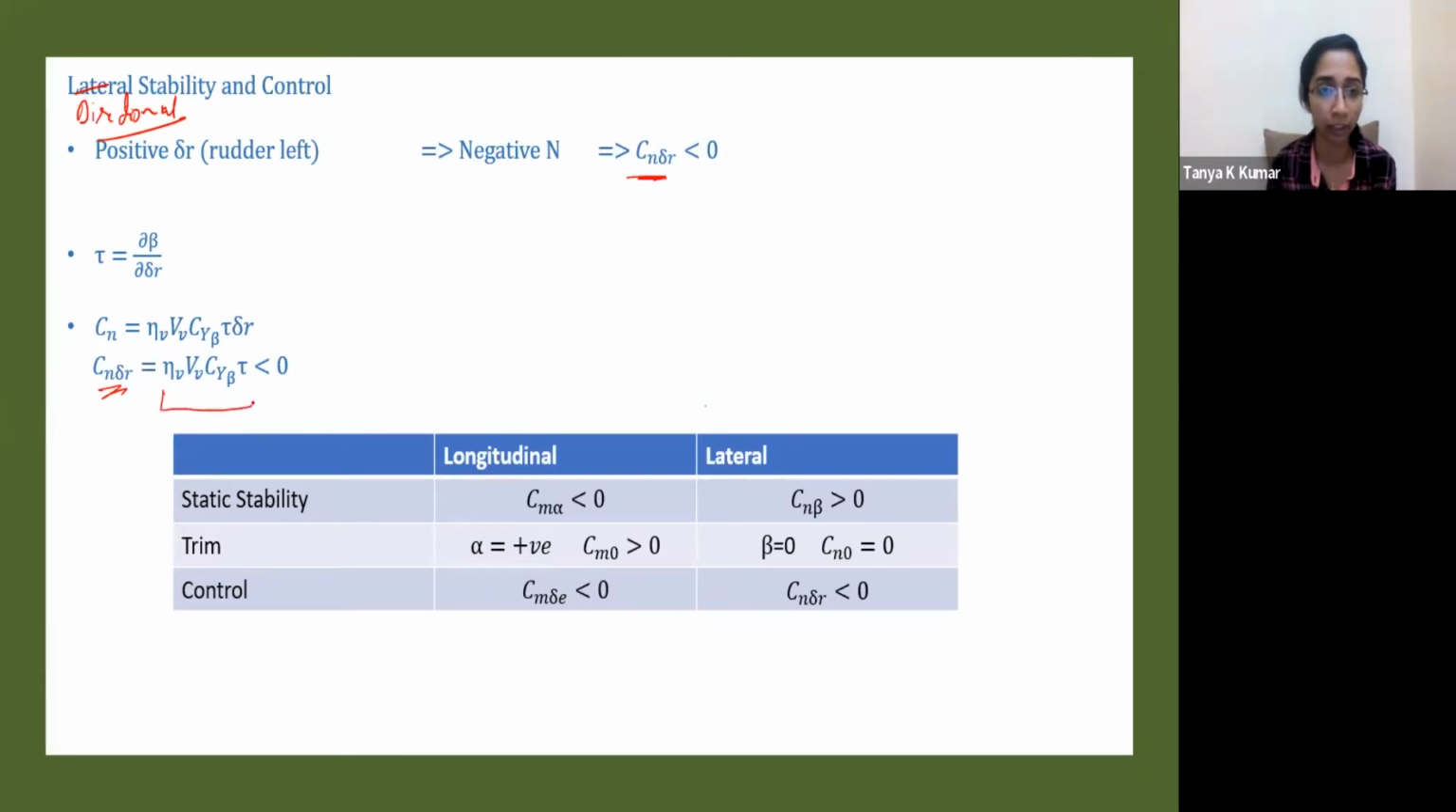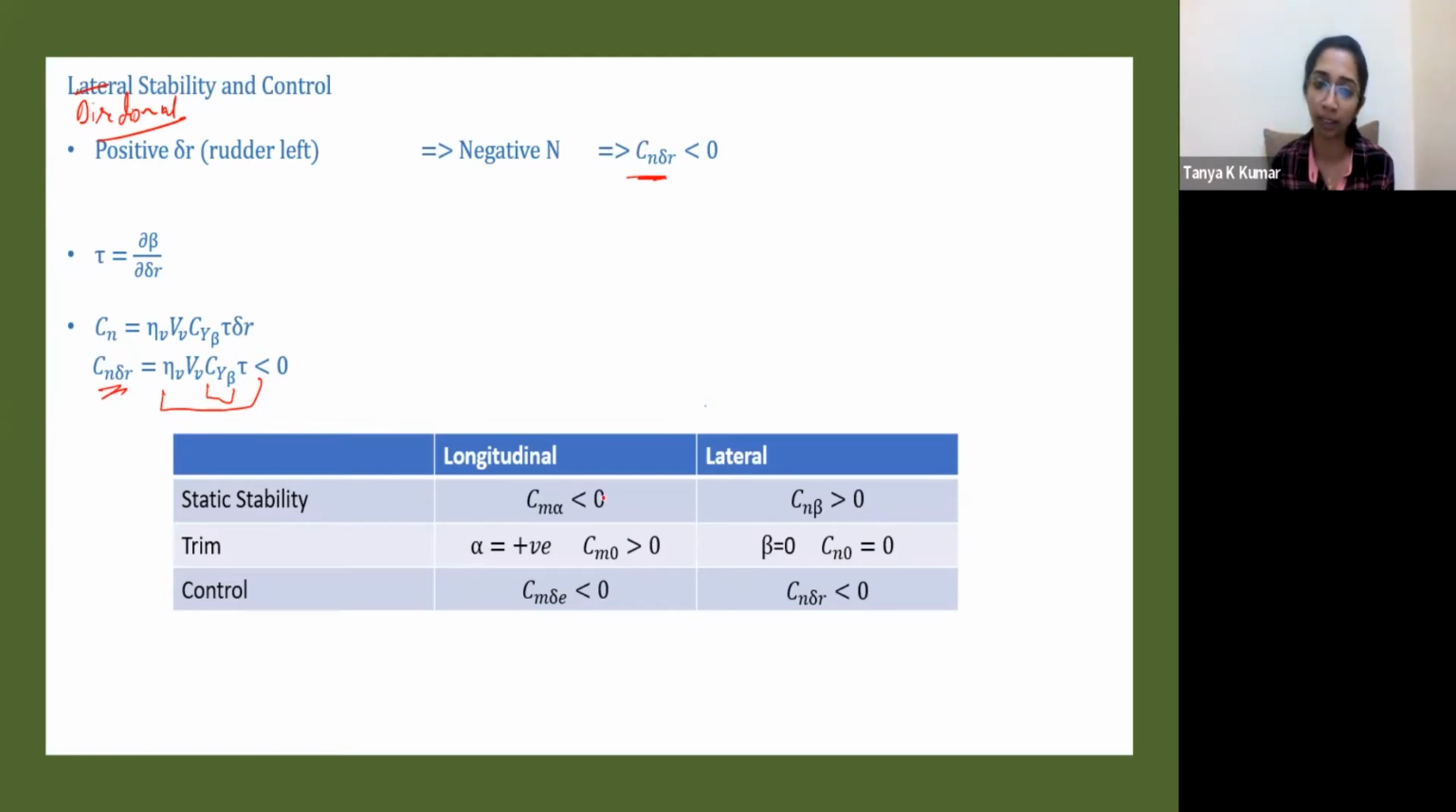So this term has to be negative. It is negative, we can see, because this Cy beta, that is the force produced for a positive side slip angle, is negative. We've seen this previously. All of the other terms are positive, hence this entire Cn delta R is negative.